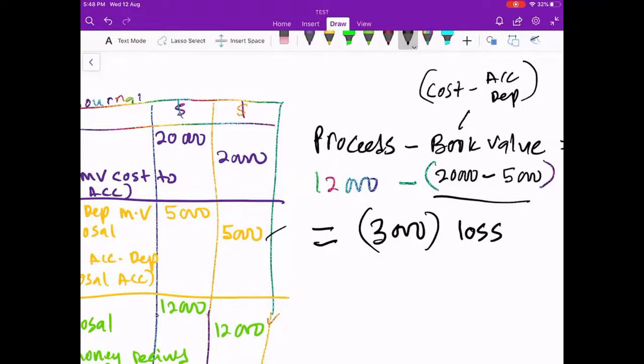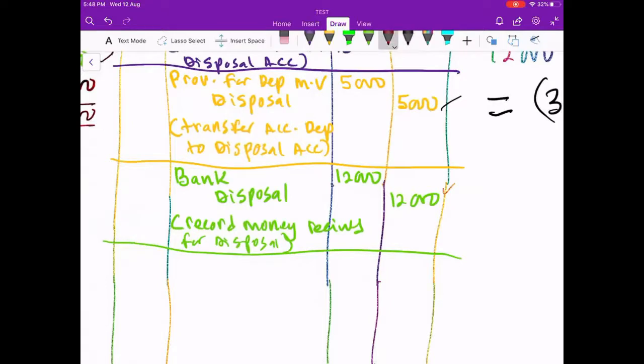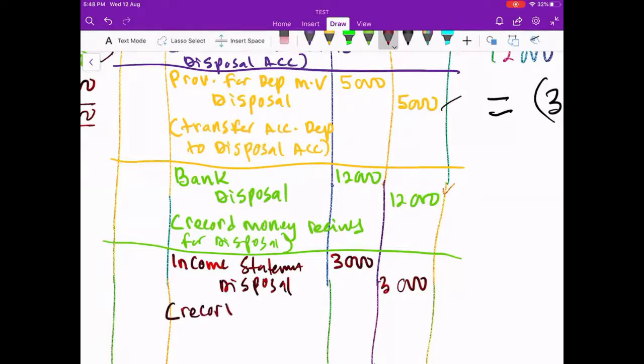Okay, and then how to record this in the journal? You go to journal. If it is a loss, you debit the income statement, because income statement loss is expenses, so it will be on the debit side. If it is a profit, the income statement goes on the credit side. So income statement, how much? 3,000. Credit the disposal, 3,000. Record loss on disposal.